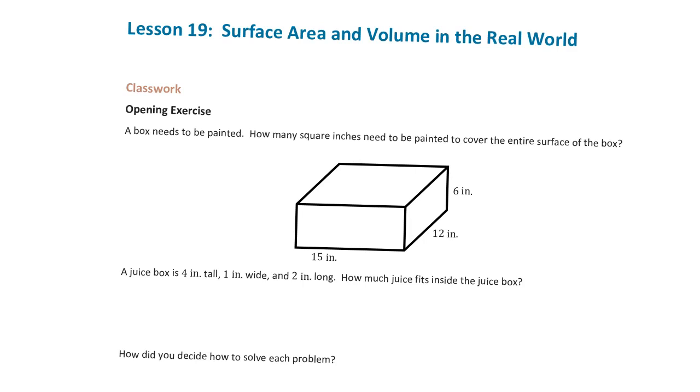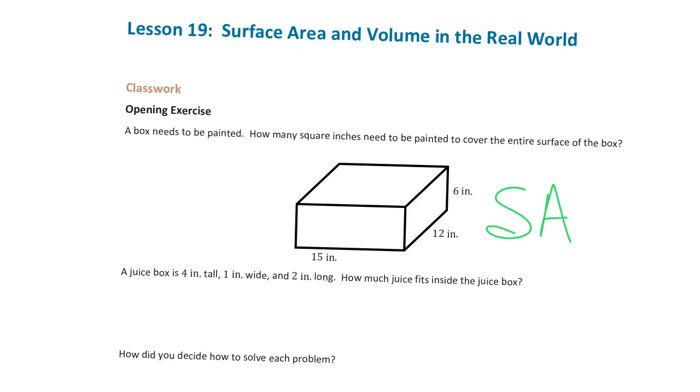Okay, in lesson 19, we are combining surface area and volume, and the goal is to be able to determine when you need each one. On the first one, it says a box needs to be painted. How many square inches need to be painted to cover the entire surface of the box? So I have to think to myself, am I figuring out what's inside it or what it takes to cover the outside? And in this case, it's what it takes to cover the outside. So that means I want to find surface area.